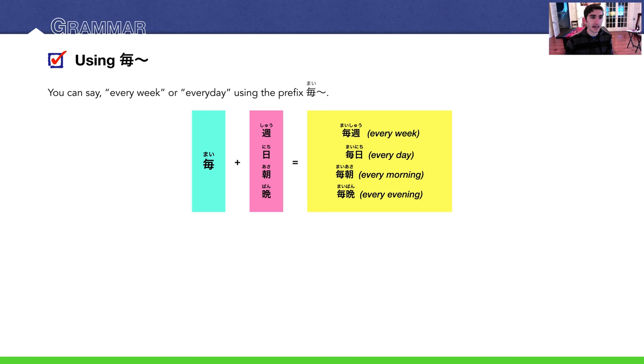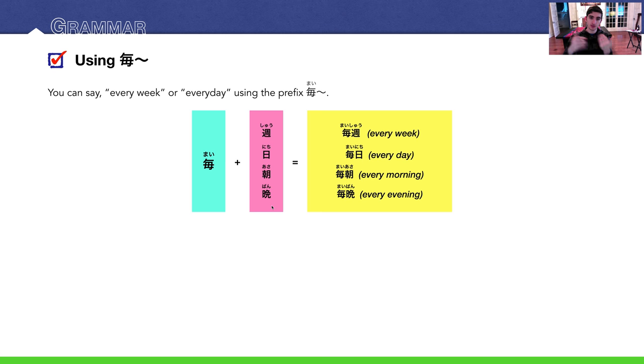Okay, let's get into using まい. You can say every week, or every day, or every whatever, using まい. So you have まい here, and then 週、日、朝、晩, which gives you every week, every day, every morning, every evening.